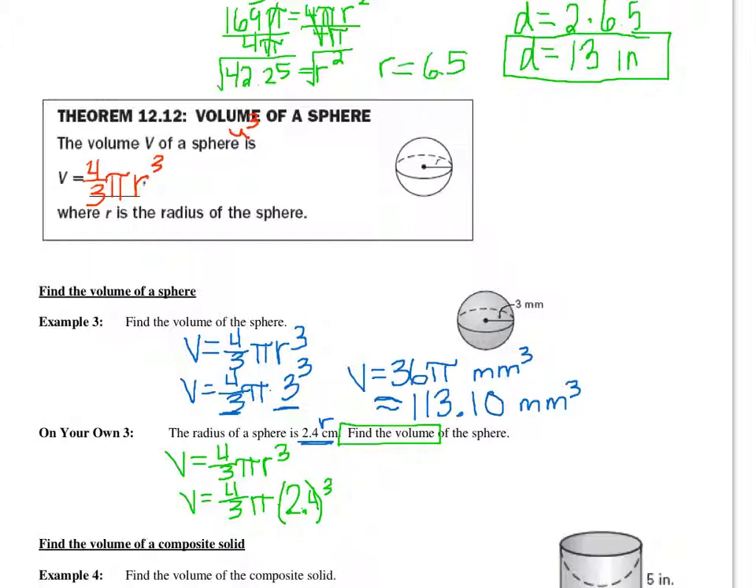Now if you put 2.4 raised to the 3rd and then multiply that by 4/3, you're going to get volume equals 18.432 pi. That would be my exact value. My units would just be centimeters cubed. If you want your rounded value, then multiply that by pi. So your volume is approximately 57 and 91 hundredths centimeters cubed.